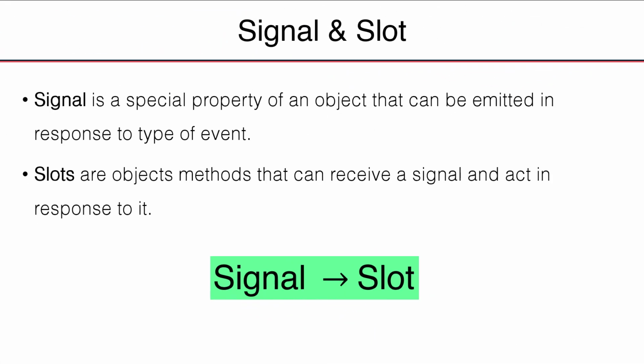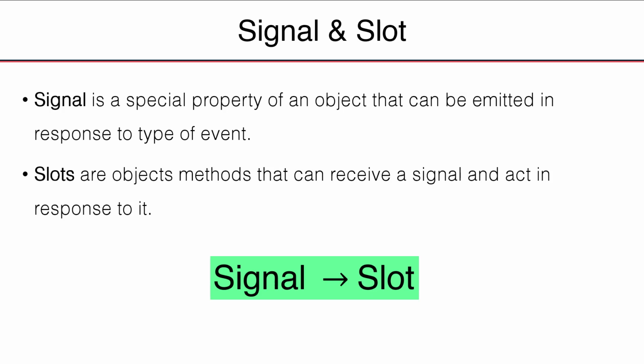A signal is a special property of an object that can be emitted in response to a type of event. An event may be something such as a user action, a timeout, or completion of an asynchronous method call. Slots are object methods that can receive a signal and act in response to it. We can connect a signal to a slot in order to configure our application's response to an event.